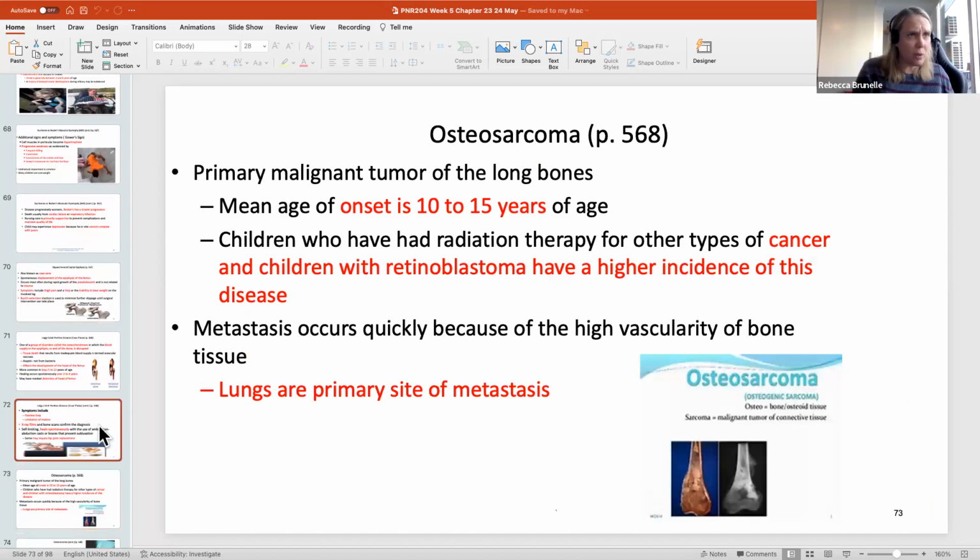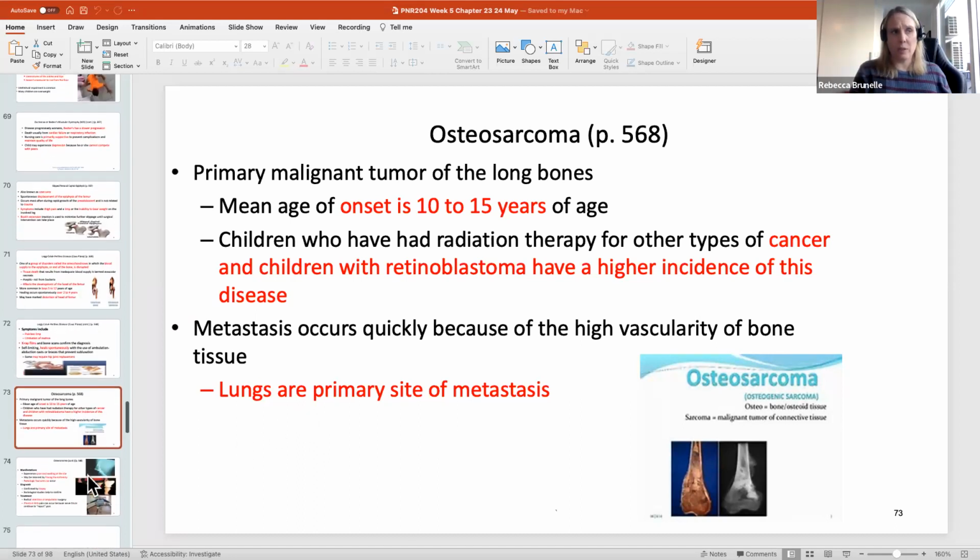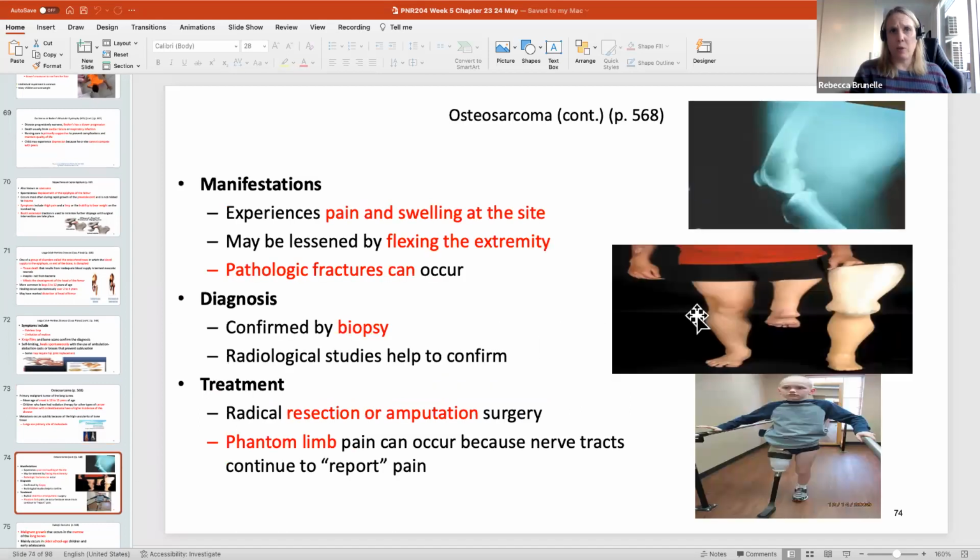So I want to make sure I'm not missing anything. There's two types of cancers that we see in the bones of children. The first one is osteosarcoma. In this one, they almost always do an amputation where they remove the extremity that has the cancer. It's usually the leg. And if it does metastasize, if it does spread, it almost always goes to the lungs. So for this osteosarcoma, you're going to see pictures of where they've had their leg amputated.